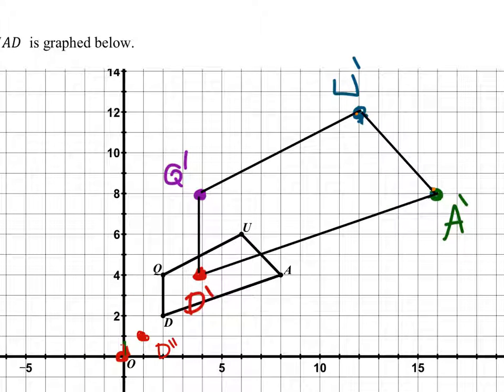Alright, same thing with these other points. For example, A is 4 up, and then to the right 8. So A double prime will be up 2, and then to the right 4.